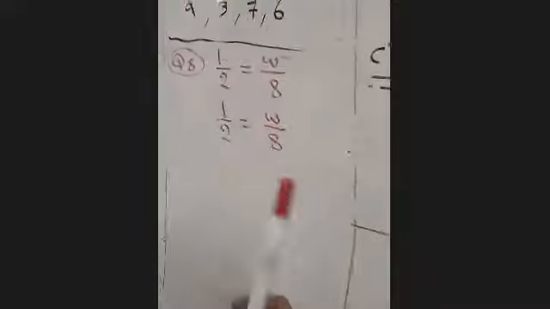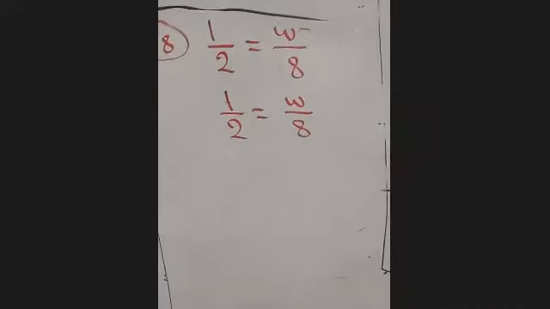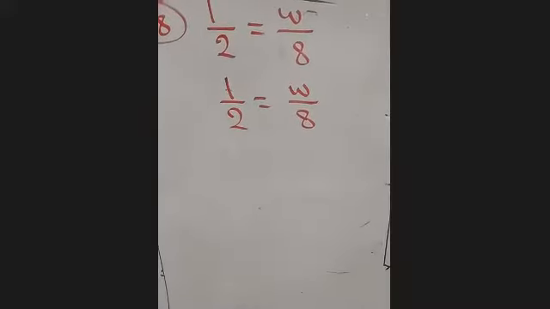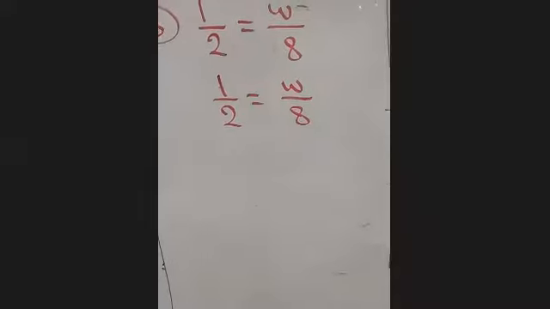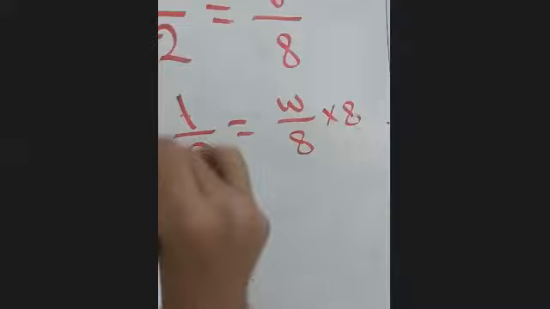Where is the divisor? 8. I will ask you a question now. What will we do? Tell me. Yes, you will multiply 8 in both sides. Is this difficult? No. Here multiply 8 and here multiply 8.